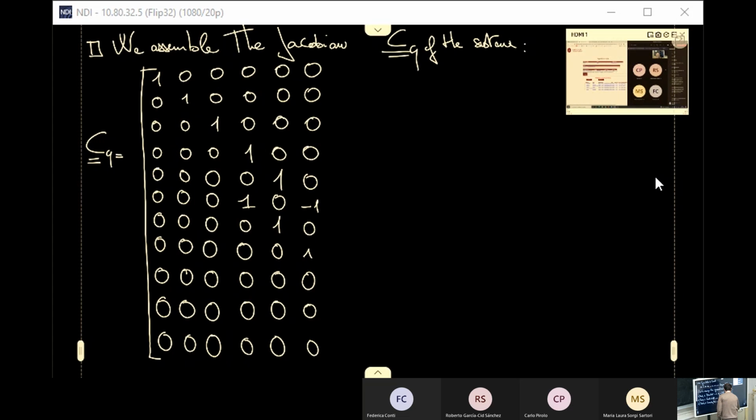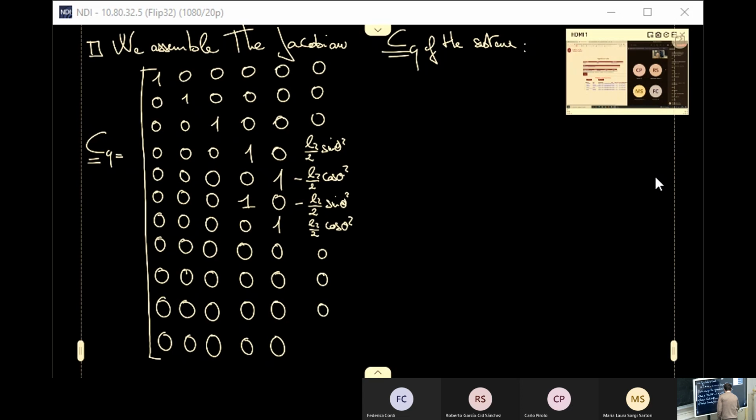Oh, no, sorry. It's 0, 0, 0. Then we have L2 divided by 2 sine of theta 2, minus L2 divided by 2 cosine of theta 2, minus L2 divided by 2 sine of theta 2, and then again L2 divided by 2 cosine of theta 2, then 0, 0, 0, 0. Okay.